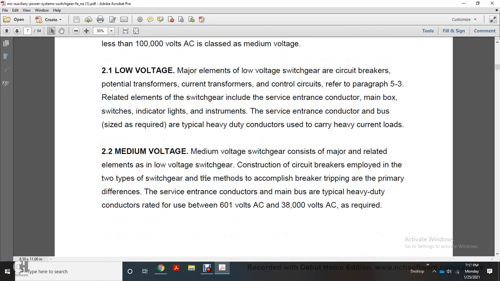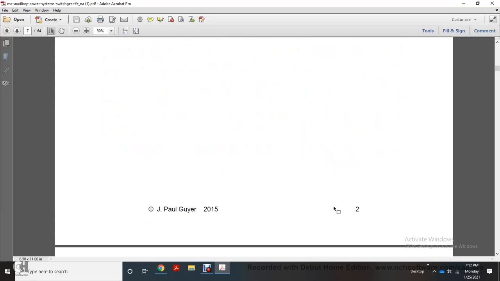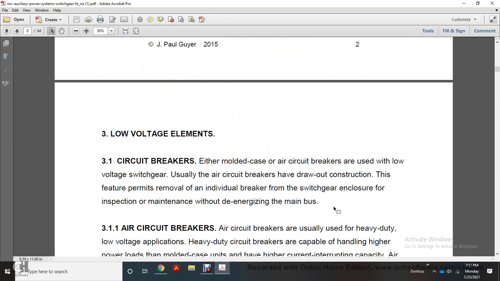2.2 Medium voltage. Medium voltage switchgear consists of major related elements similar to low voltage switchgear construction. Circuit breakers employed in the two types of switchgear use methods for the complex breaker tripping, which are a primary difference. The surface entrance conductors and main bus are typical heavy-duty conductors rated between 601 volts AC and 38,000 volts AC as required. 3. Low voltage elements.